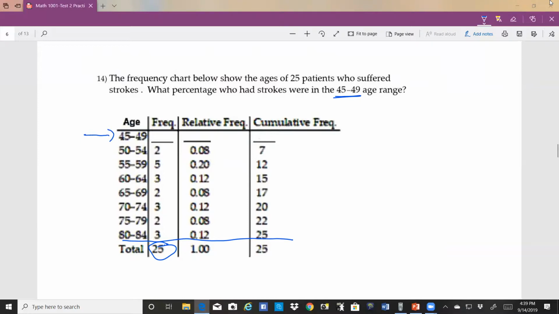So if the sum total is 25, then we just need to count up these: 5, 8, 9, 10, 13, 18, 19, 20. There are 20 of these, so there will be 5 in the age group 45 to 49. Now, the relative frequency would be 5 over 25, which is 0.2. And the cumulative frequency would just be 5, because that's the first age group. And the answer to what percentage who had strokes were in the 45 to 49 age range would be 20%.